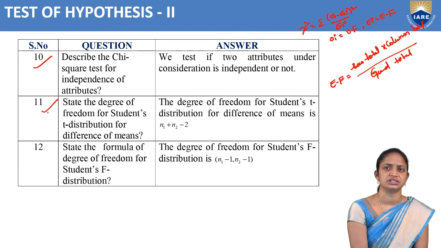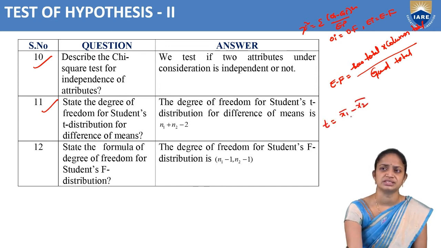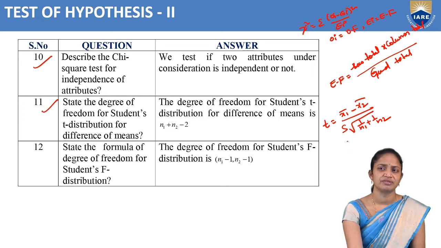Coming to the next question: state the degrees of freedom for Student's t distribution for difference of means. The formula is t equals x1 bar minus x2 bar divided by s into square root of 1 by n1 plus 1 by n2. Here s square equals 1 by n1 plus n2 minus 2 into summation of (xi minus x1 bar) whole square plus summation of (xi minus x2 bar) whole square. This is the formula for s square, the variance.